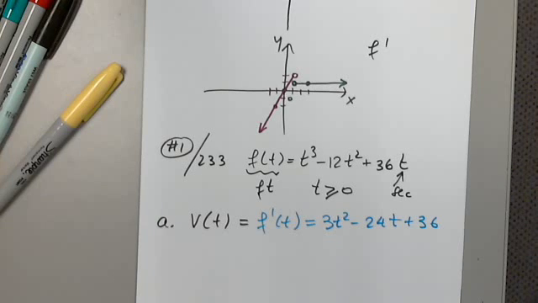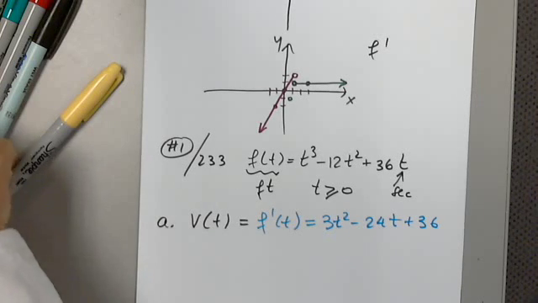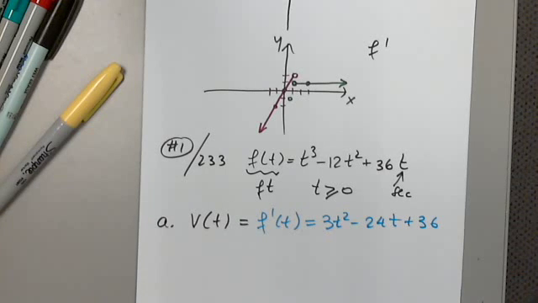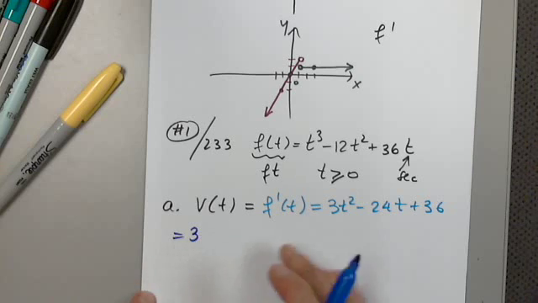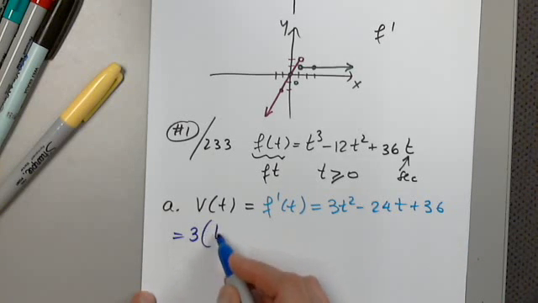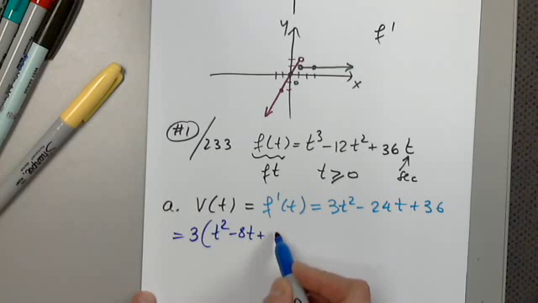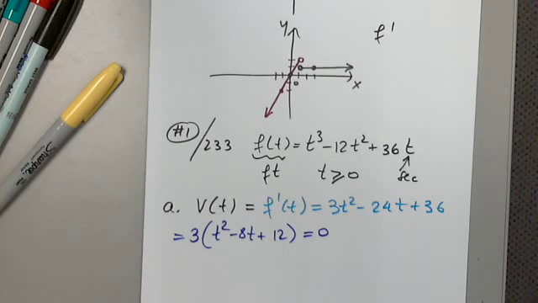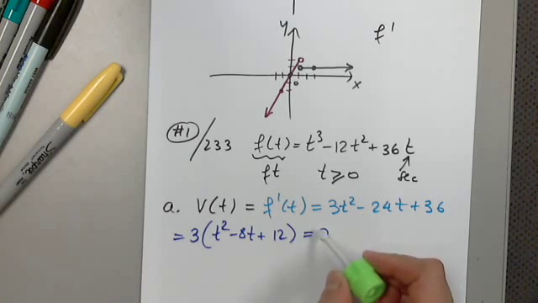Every time we determine a derivative, it is wise, if possible, to always factor it. We may do it now, or we may do it when we need it, but I recommend let's do it now. These three terms have 3 in common. Then t squared minus 8t plus 12. Oops, I didn't mean to write 0. Of course, it's not an equation. Sorry. So is there any way to factor this? Very good, 6 and 2. So then we have it set up.